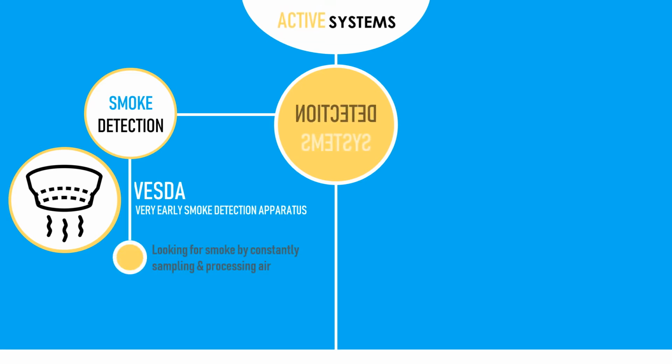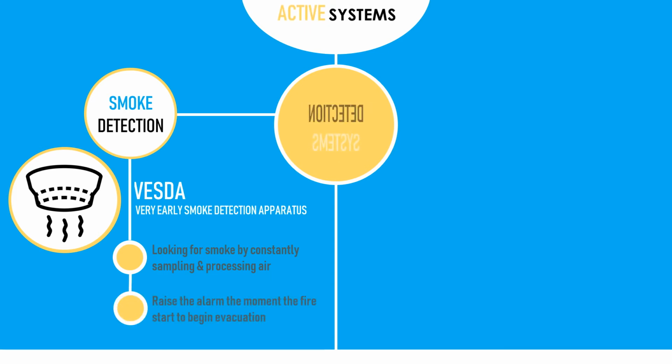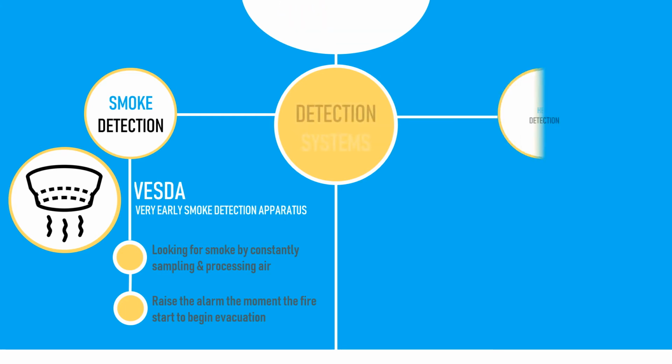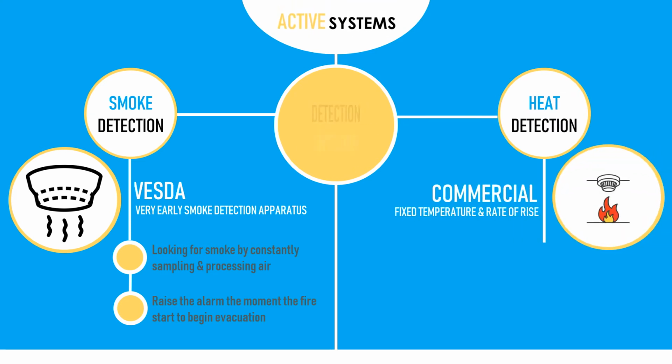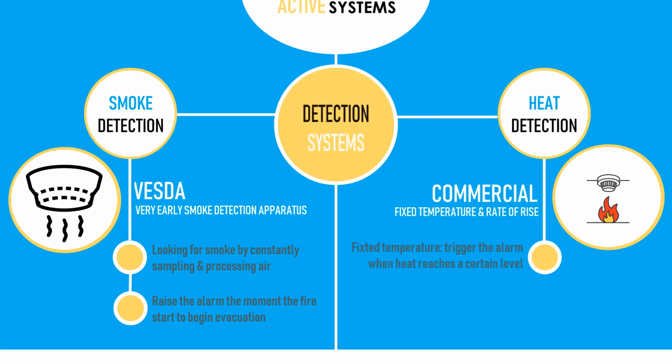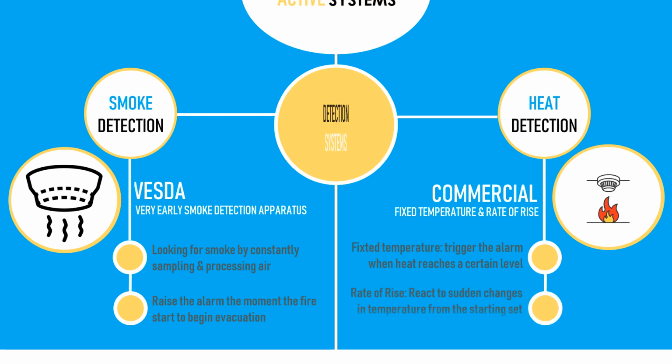VESDA looks for smoke by constantly sampling and processing the air so that it raises the alarm the moment a fire starts, to begin the evacuation. The second example of a detection system is heat detection. In commercial settings, there are two kinds of heat detection, fixed temperature and rate of rise. Fixed temperature triggers the alarm when heat reaches a certain level, versus rate of rise, which reacts to sudden changes in temperature from the starting set temperature. Nowadays, there are heat detectors that combine these two kinds of heat detection within the same device.